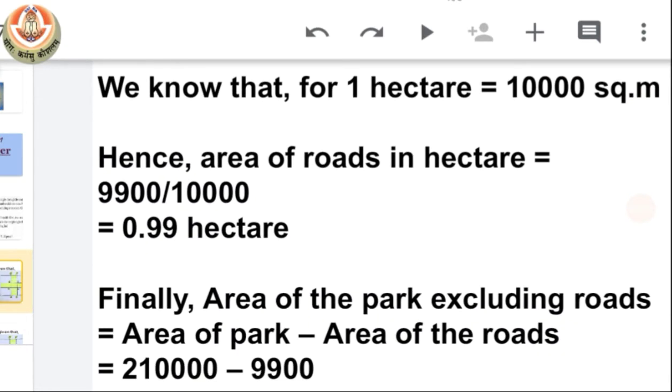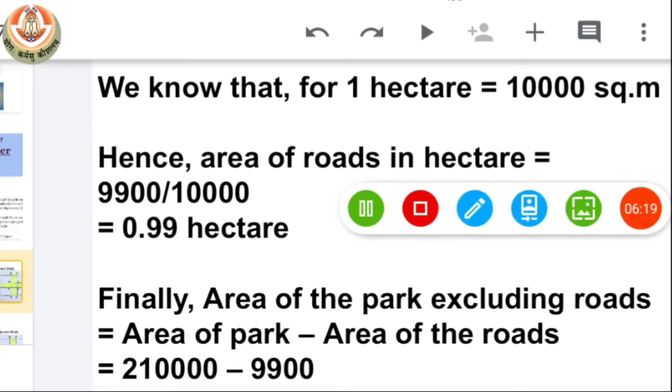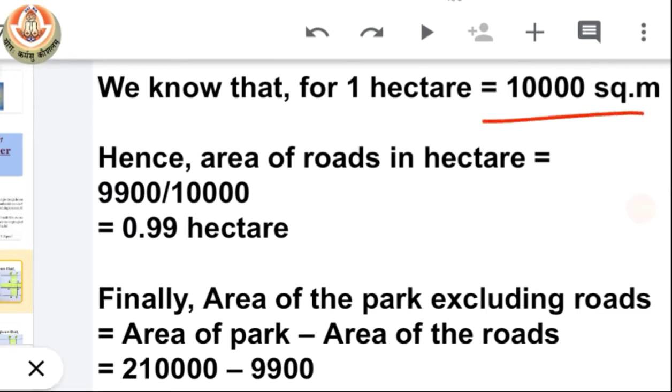We know that now we have to convert in hectare. So we know that in 1 hectare we have 10,000 square meter. So what we have to do? We have to convert by dividing 9,900 with 10,000 and our answer is 0.99 hectare.